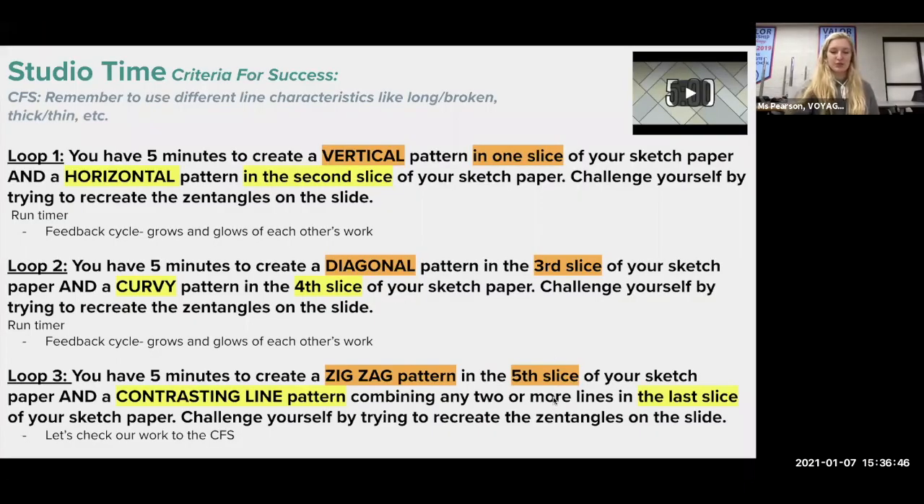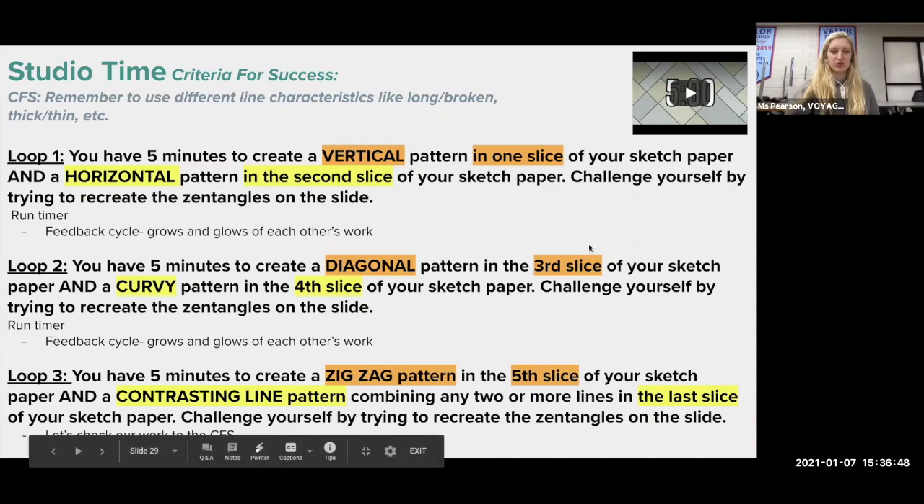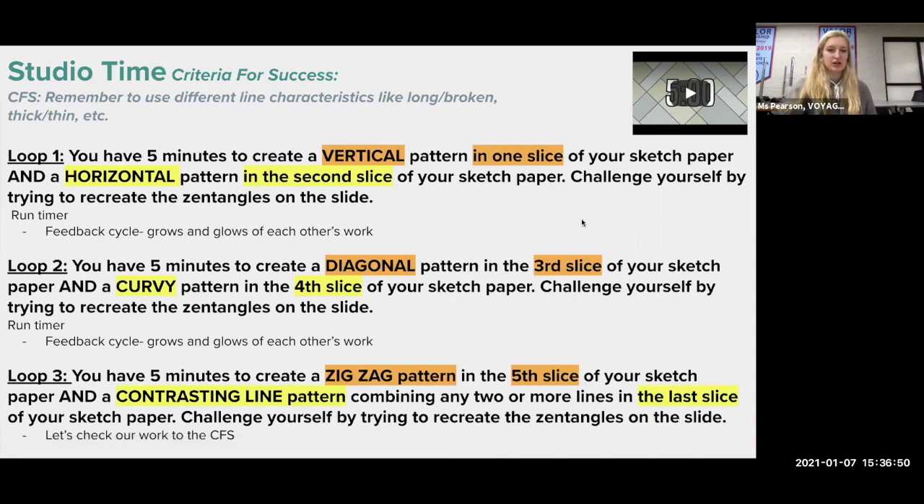One more loop. All right, so we are going to go on to loop 3. We're going to keep some of those glows and grows in mind. Take a look at yours. Maybe you saw some glows and grows in your own creation. And we are going to do loop 3. So the 5th slice is going to be only using zigzag patterns. And then the very last slice is going to be a contrasting line pattern combining any 2 or more lines.